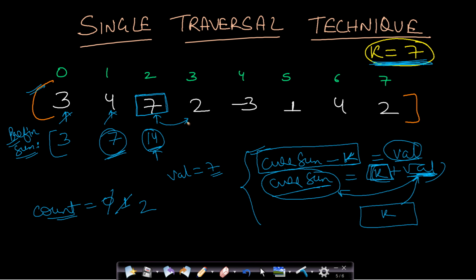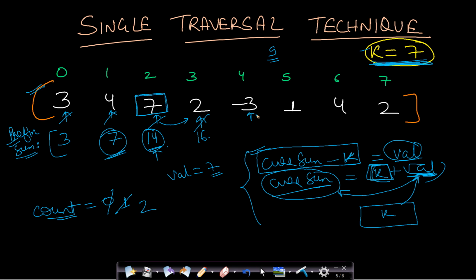Now we will move on to the next index, which is having a value 2. So 2 will be added, it will be 16. Now 16 will be compared with 7. They are not equal. Now we will see if current sum minus k is present in this prefix sum array. The current sum is 16, k is 7, so 16 minus 7 will be 9. 9 is not present, so we move on to the next element.